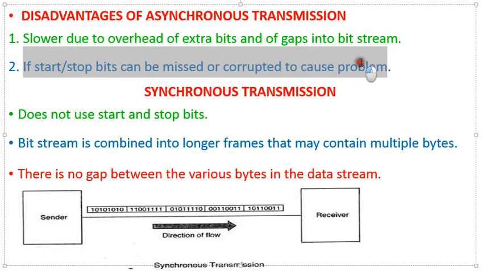And disadvantage number 2 is the fact that these start and stop bits can be missing. As you are transmitting data from the sender to the receiver, you can lose your stop bit and start bit, and if that happens, then the receiver will not know when the character started coming and when it ends coming, and definitely it cannot understand the data sent to it.